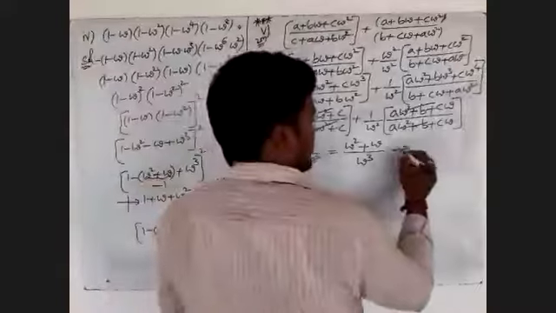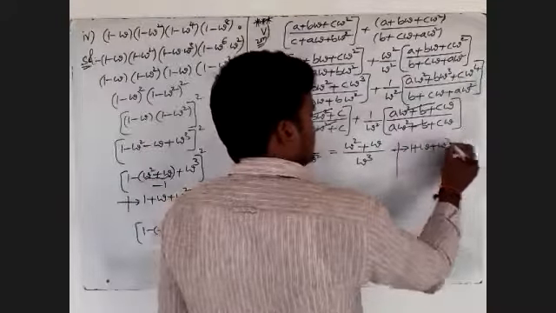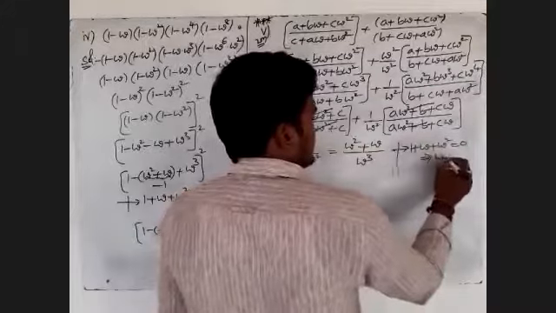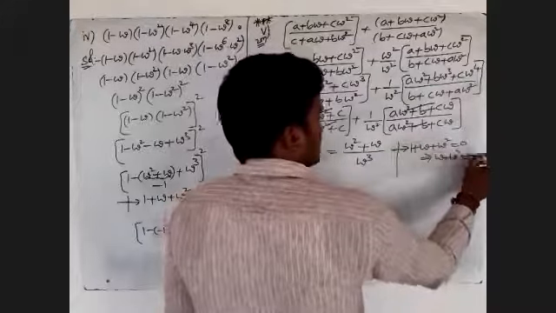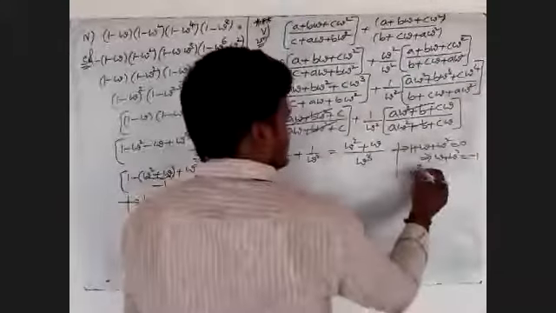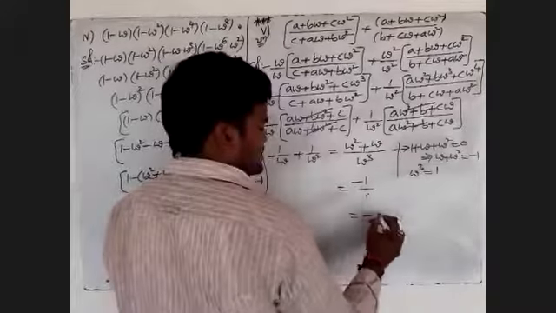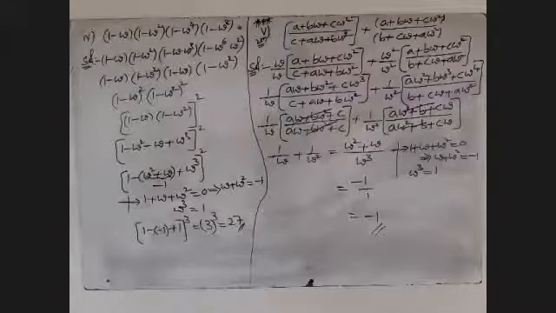Already we know the formula 1 plus omega plus omega square equals 0. Then it implies omega plus omega square is nothing but minus 1. Already we know that omega cube is equal to 1. So we write minus 1 by 1 is equal to minus 1. This is the value of the given one. Okay. Afterwards I will explain the next one.